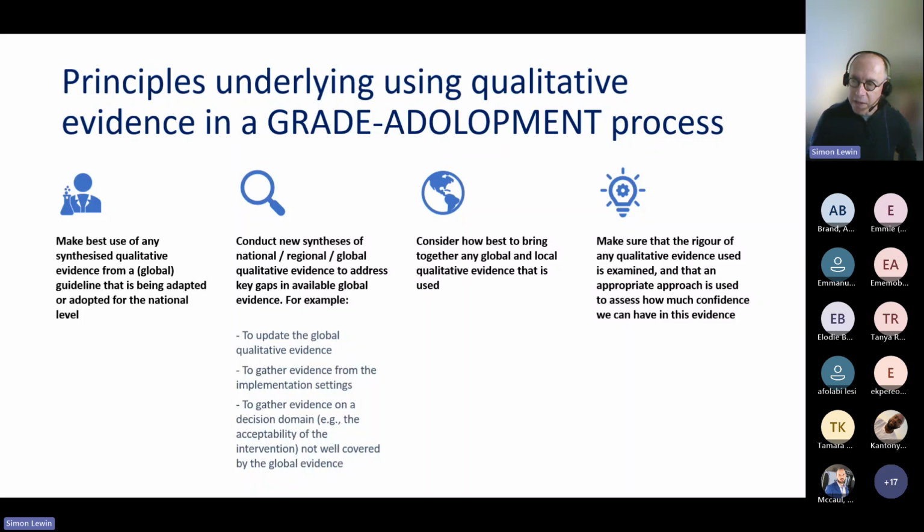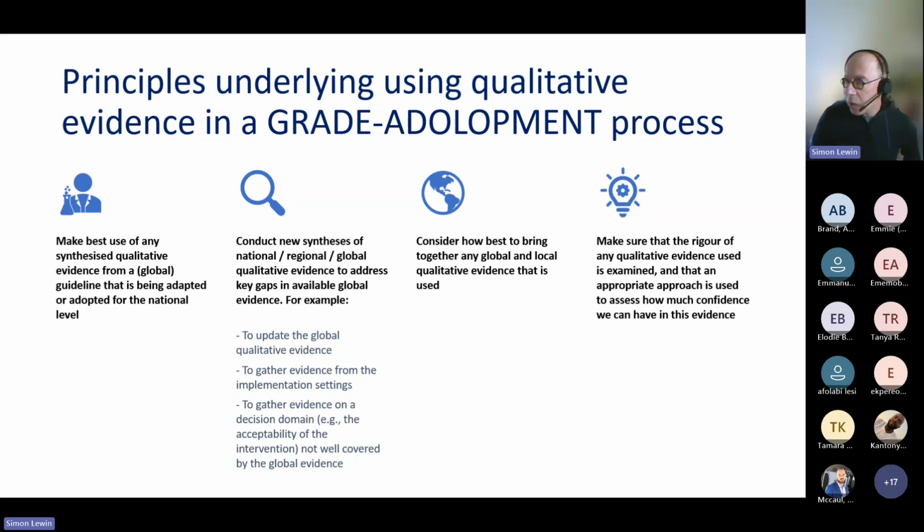For example, we may need to update the global qualitative evidence if it's coming from a guideline that was done several years ago, and this is a field where things are changing rapidly. I think Amanda's point in the chat speaks to that, and that's a judgment that needs to be made in relation to the intervention that you're looking at. We might want to conduct new syntheses of qualitative evidence to gather information from the implementation setting that we're concerned with, or to gather evidence on a particular domain that was not well covered by the global evidence, for example, acceptability or equity implications. We then need to consider how best to bring together any global and local qualitative evidence within the guideline process.